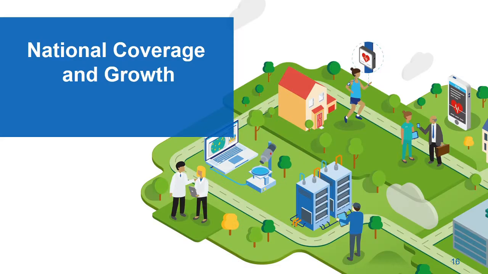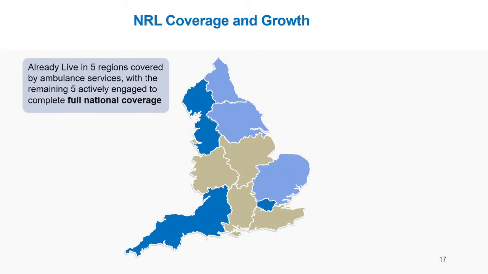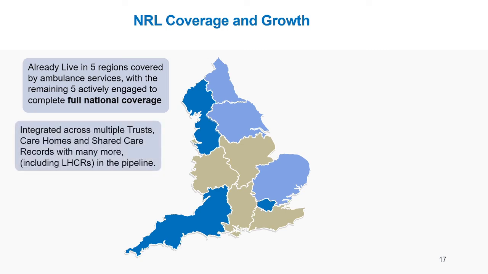So where is the NRL in use, and who are we working with? We're already live in 5 regions covered by ambulance services, with the remaining 5 actively engaged to complete full national coverage. We're integrated across multiple trusts, care homes, and shared care records, with many more in the pipeline.